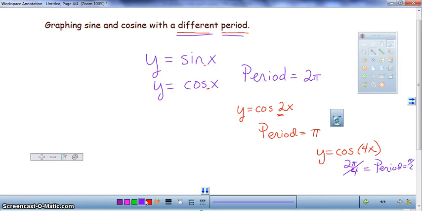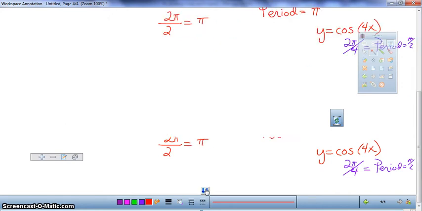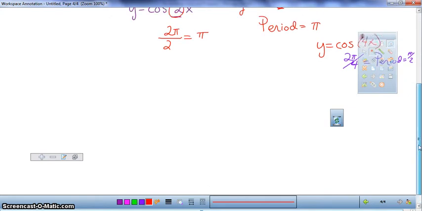Now let me say that again. If you have cosine of 2x, that means your period is happening twice as fast. So to get the period, you take 2 pi divided by this coefficient. So divided by 2, whatever that coefficient is. So your period is pi. Graphing is about the same.